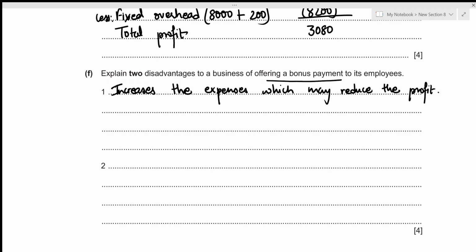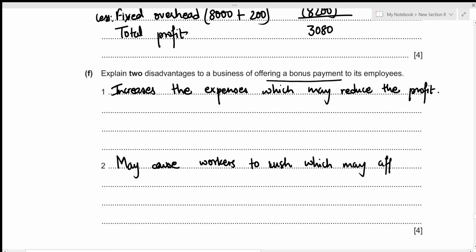Secondly, it might cause the workers to rush so that they get an extra bonus payment, which may affect the quality of the product negatively. Let's write it down as well. May cause workers to rush, which may affect the quality of the product. Alright, this concludes the sixth part. Let's move to the seventh one.